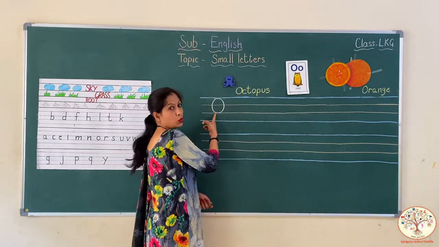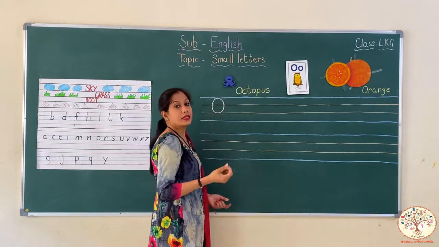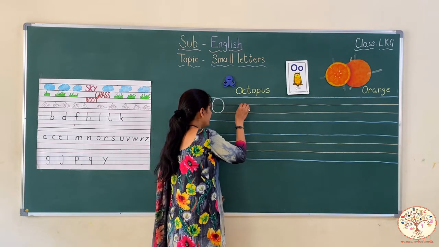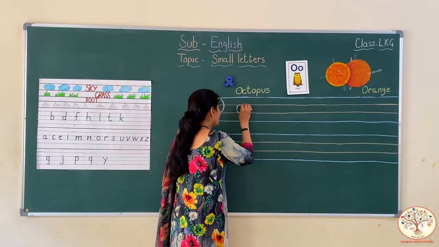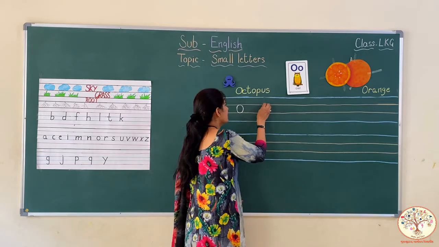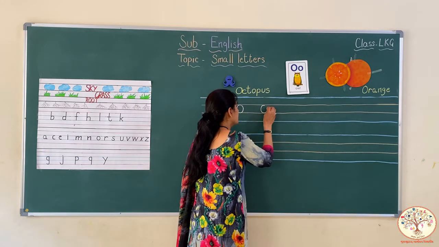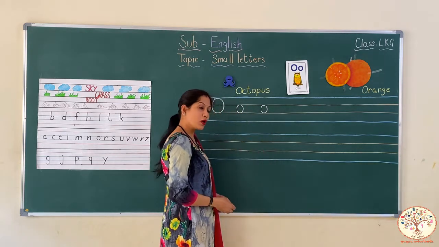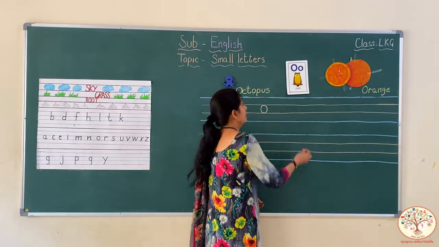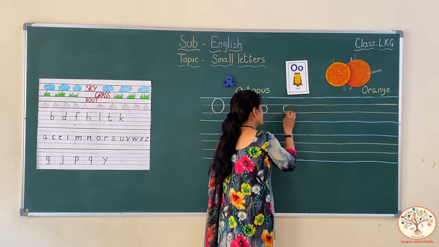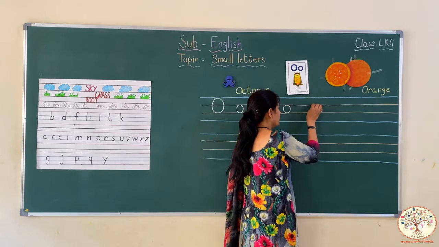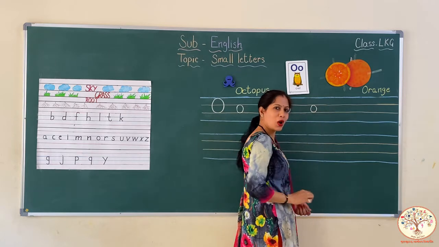Okay, as you know how to write capital O, in the same way we will write small o, but the difference is that it is written in grass line between these two lines. Okay, see once again, as we write capital O, in the same way we write small o, but this is a small letter and a grass letter. We write it between the middle two lines, curl and close the curl. As you write capital O, you can easily write small o.